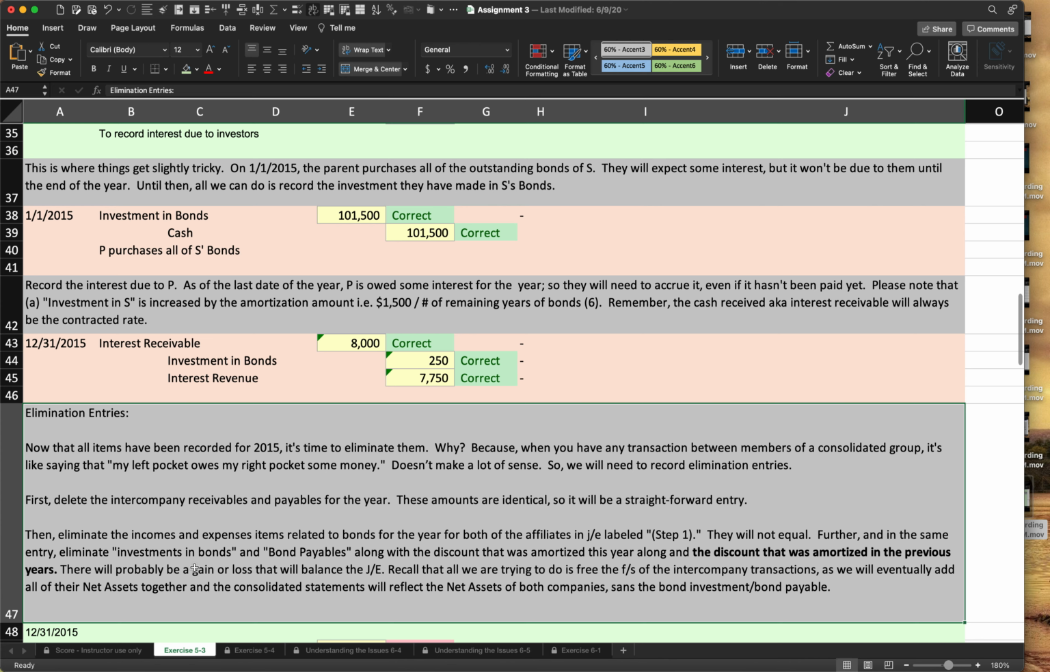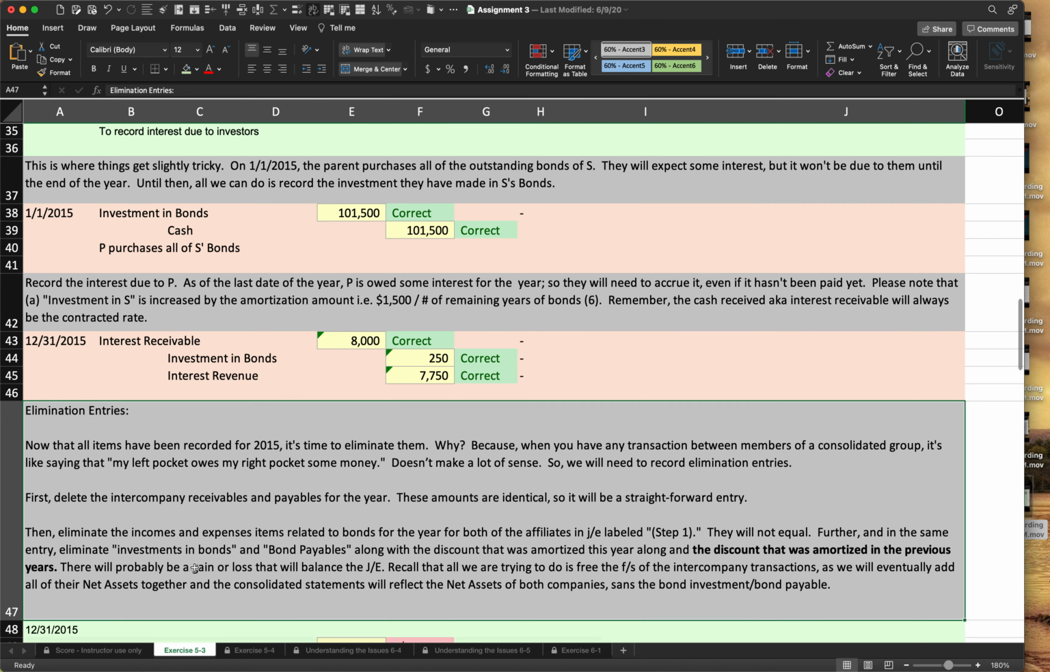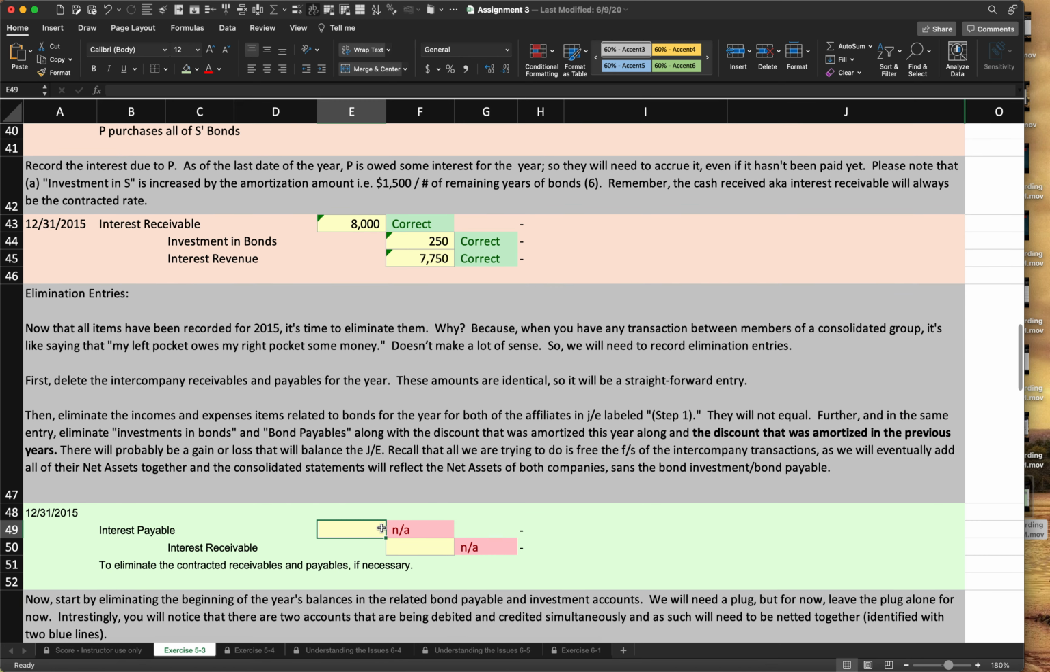Then we are going to combine all the net assets together for the group, which will reflect the assets of both the companies minus the bond investment or payable, right? That was the intercompany transaction. So let's get started with that. Right off the bat, the first thing you need to do is delete the intercompany receivables and payables. These were 8,000 for the year 2015. So we get rid of that. We free our financial statements of that.